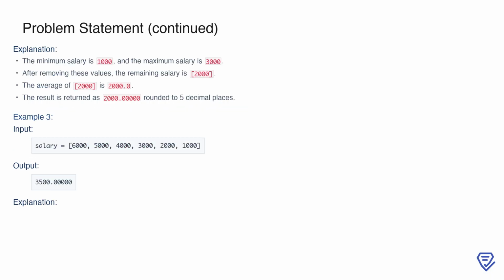In the second example, the input list is 1,000, 2,000, 3,000. Here, the minimum salary is 1,000, and the maximum salary is 3,000. After excluding these values, we are left with a single element, 2,000. The average of a single number is the number itself, so the result is 2,000.0. Again, the output is formatted to 5 decimal places, so the final result is 2,000.00000. This demonstrates how the calculation handles cases with the smallest possible valid input size of 3 elements.